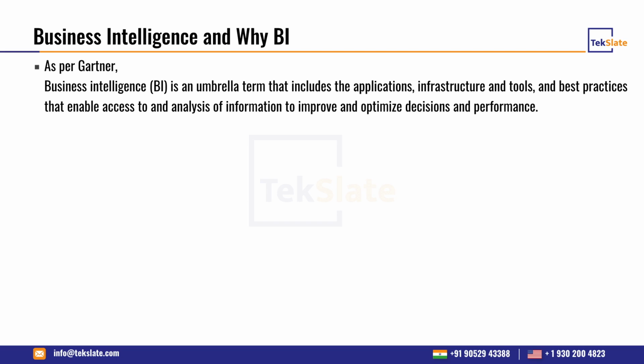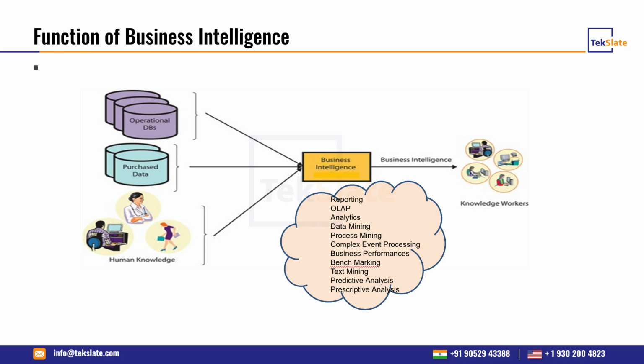So business intelligence is nothing but an umbrella that includes the applications, infrastructure and tools, and best practices that enable access to and analysis of information to improve and optimize decisions and performance. This definition is given by Gartner. Gartner is a solution provider, or we can say a rating company, which shows us the impact and utilization of tools by companies all over the globe.